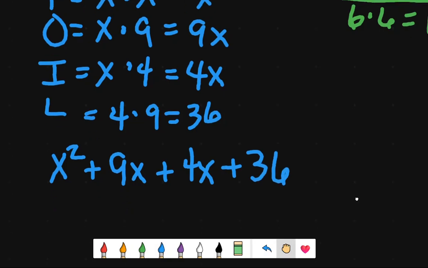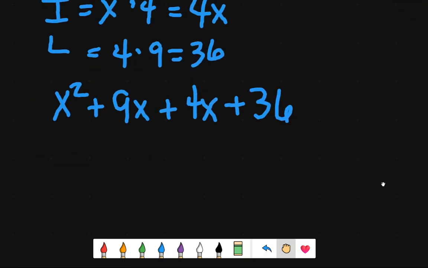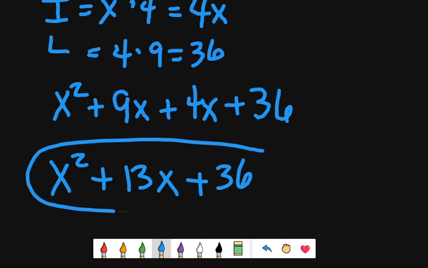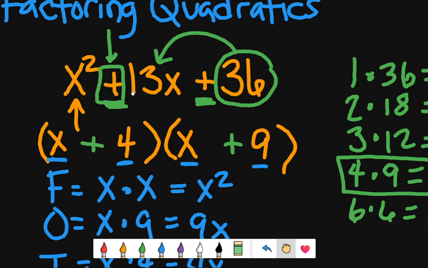Combine your like terms. We will have x squared plus 13x plus 36. Okay? Now, if we go back to the original, we'll see that we factored out correctly, because this is what we had in the original expression, x squared plus 13x plus 36. All right? So this has been done correctly here. Okay?